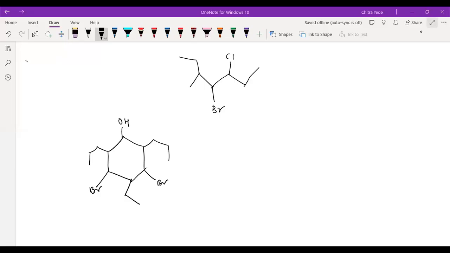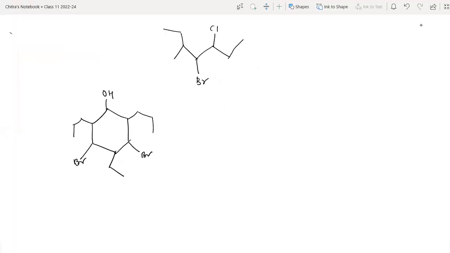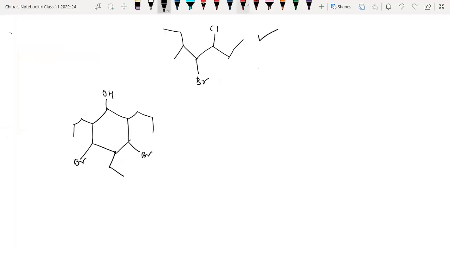Okay, now we have to write the IUPAC name for that compound. First we have to identify the longest chain. On the chlorine side, that terminal end of the hydrocarbon is fixed, so we have to start from here. So here, then here, and then here. So from here it is the longest chain.